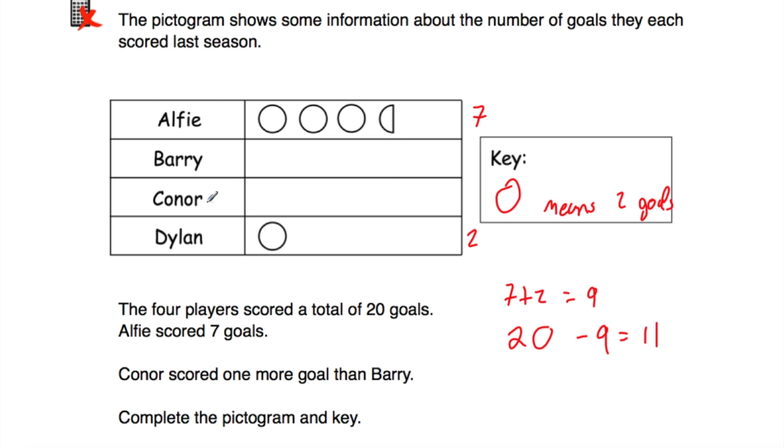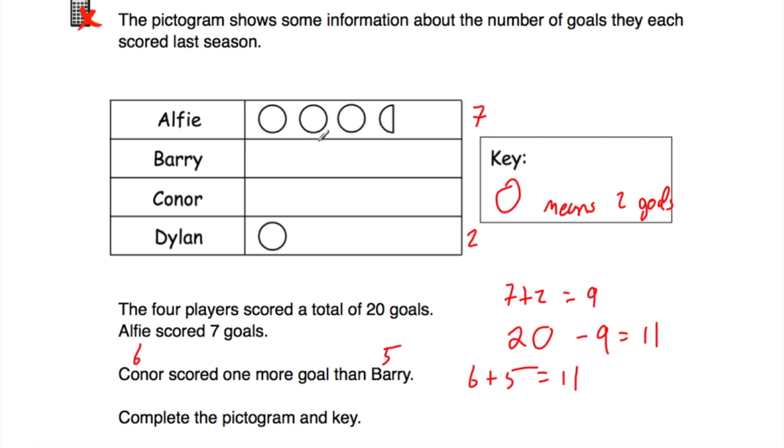Now we're told that Connor scored 1 more goal than Barry. So we're looking for 2 numbers that add together to be 11, where one of them is 1 more than the other. I'm thinking 6 and 5 because 6 plus 5 is equal to 11, and one of those numbers is 1 more than the other one. Now Connor scored 1 more than Barry, so that means that Connor scored 6 and Barry scored 5.